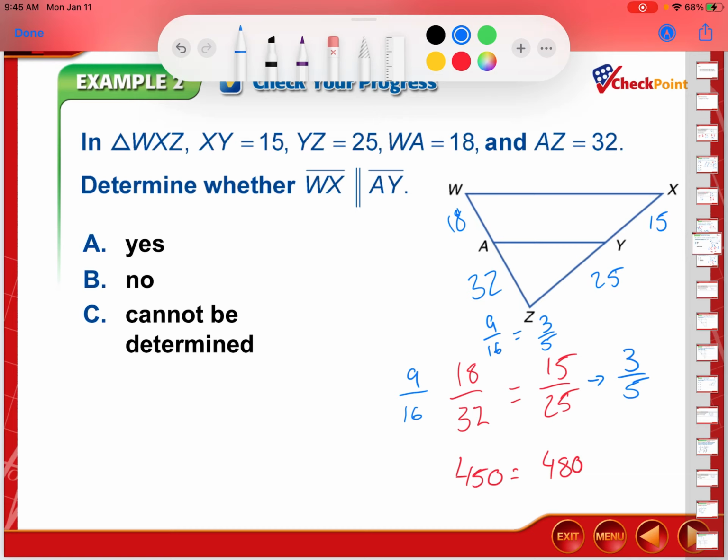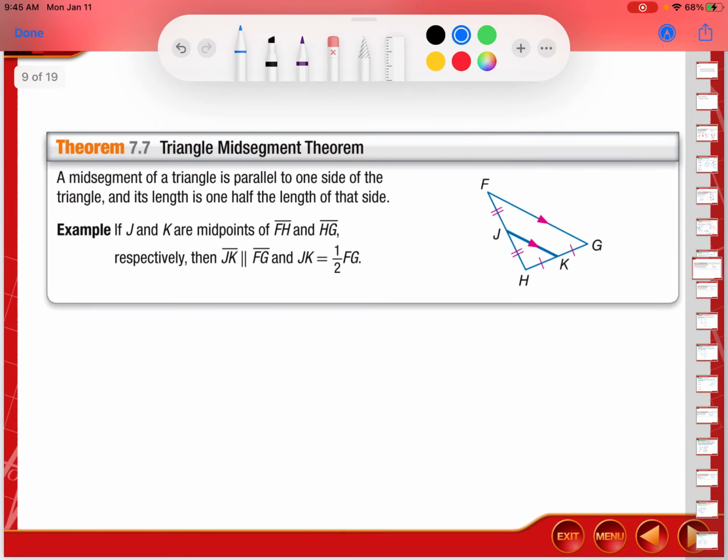So I know they're not going to work. For me, it's easier to just cross multiply and get regular numbers, but if you prefer to simplify and see if they're the same that way, you can do it that way as well. It's really dealer's choice. We would say, no, they're not parallel lines.